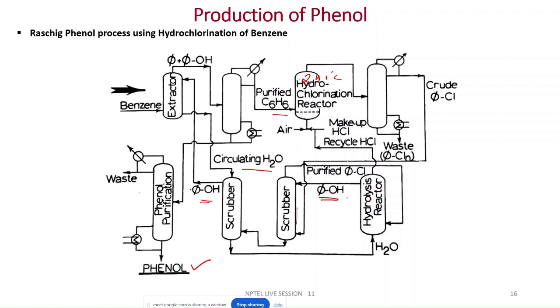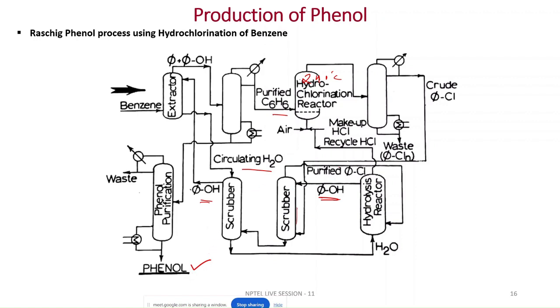That phenol is being generated from the hydrolysis reactor, which is fed to the scrubber, and then after scrubbing it goes to that portion of the setup, and then it is in purified phenol form. So ultimately we are getting purified phenol.